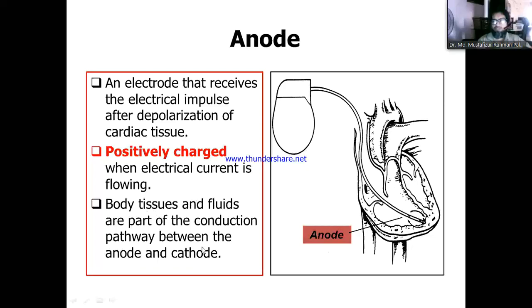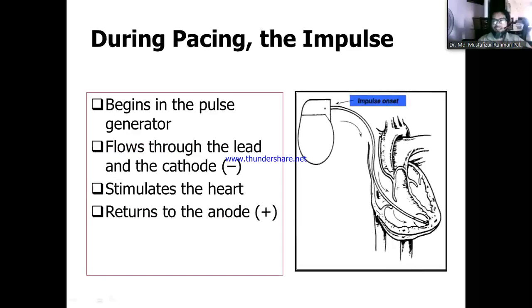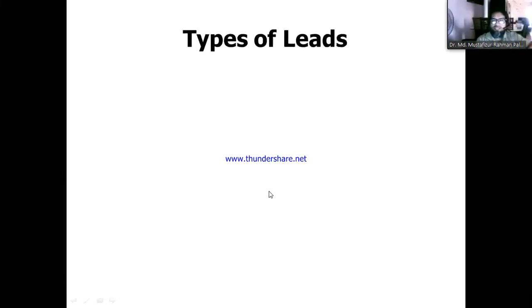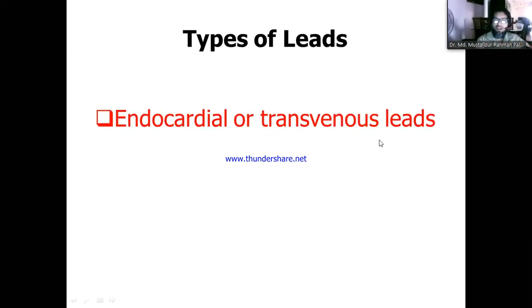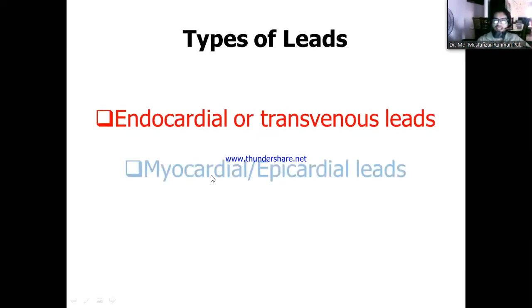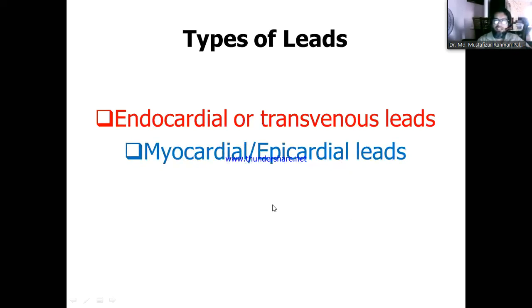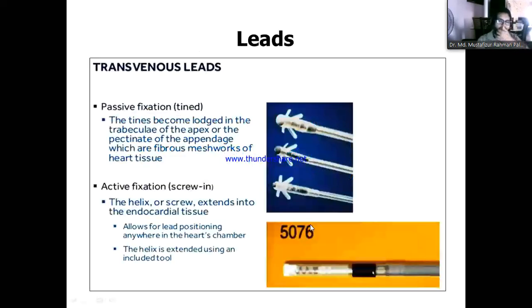The body tissue and fluids are part of the conductor system, as I have told earlier. During pacing, the impulse begins in the pulse generator, flows through the leads towards the negatively charged cathode, stimulates the heart, and returns to the anode, where it is sensed. The types of leads are the endocardial or transvenous lead, and the myocardial or epicardial leads. Let us see what the endocardial transvenous leads are.